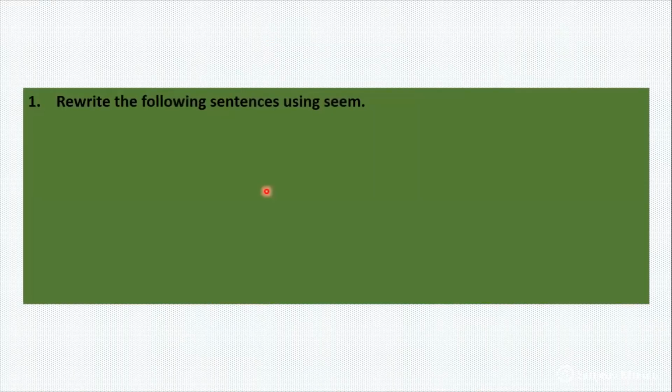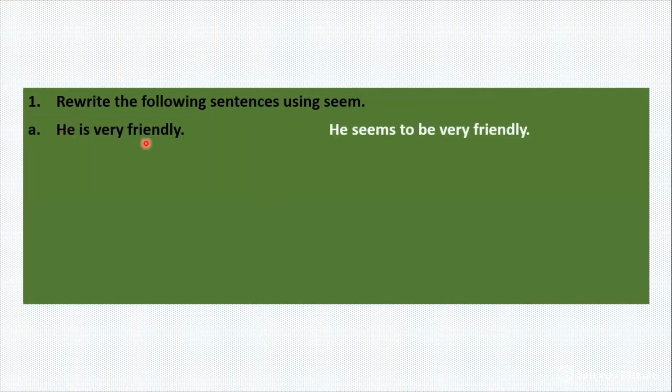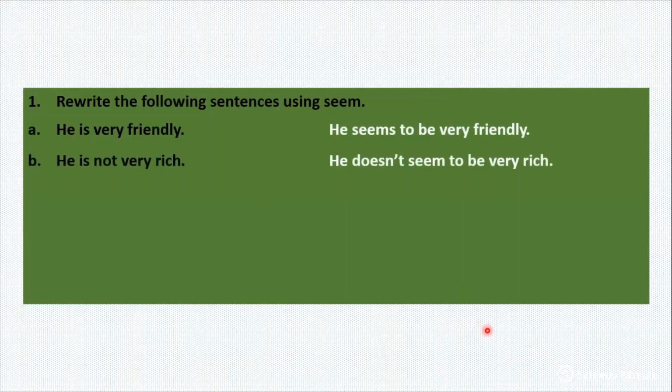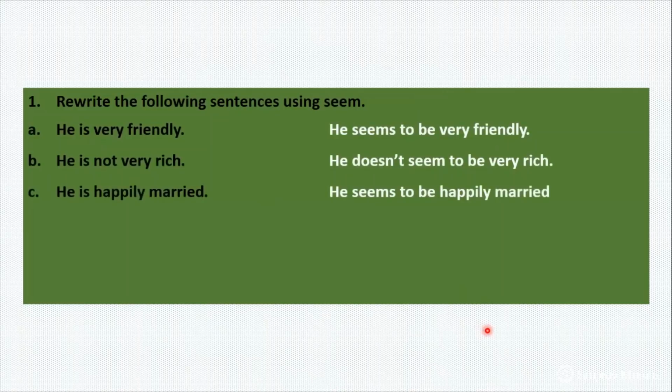Okay, and these are the questions from the textbook. Rewrite the following sentences using seem. He is very friendly. He is your subject. He seems to. Then you have is, change it into be. He seems to be very friendly. Number B, he is not very rich. He does not seem to be very rich. Number C, he is happily married. He seems to be happily married.